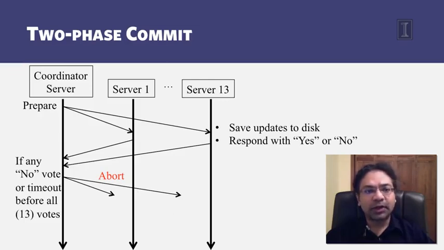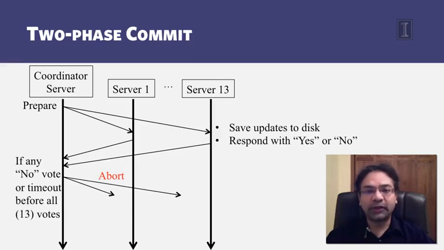Also, the coordinator server might not receive all the votes within a timeout. If it does not receive all the votes within a timeout, it also sends an abort message to everyone. This is accounting for the case where a server might have failed. Server 13 might have failed and might never be able to send a vote back, and in this case the coordinator must abort because it doesn't know what went wrong with server 13 and whether server 13 will ever come back up.